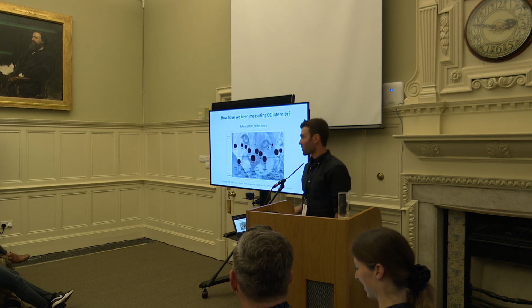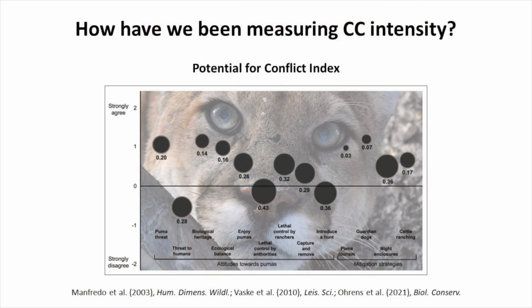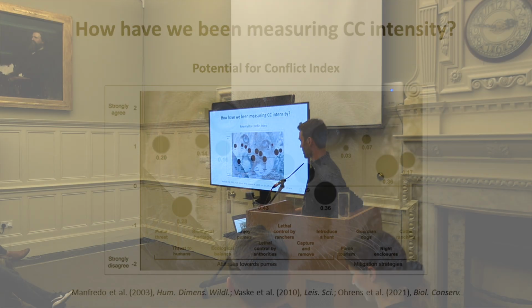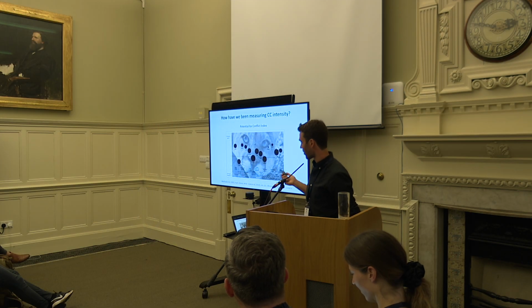The other one is something called the potential for conflict index, which looks at consensus around management or conservation decisions. So the y-axis is whether there's strong agreement or strong disagreement, and the size of the circle represents whether there's lots of consensus or not much consensus. And in this example, it was looking at management strategies concerning puma in Torres del Paine National Park in southern Chile, and deciding which management strategies to implement.